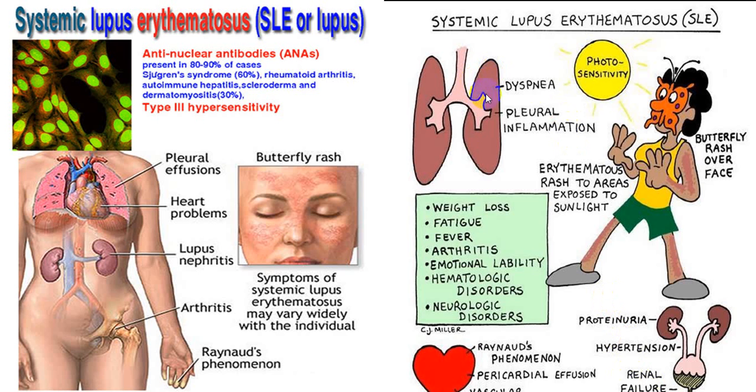As far as respiratory system is concerned, pleurisy, dyspnea, photosensitivity, butterfly rash. These are all explained in one single. And in blood, you will have ANA positive, anti-DNA positive, anti-phospholipid positive, and anti-Smith antibody positive.